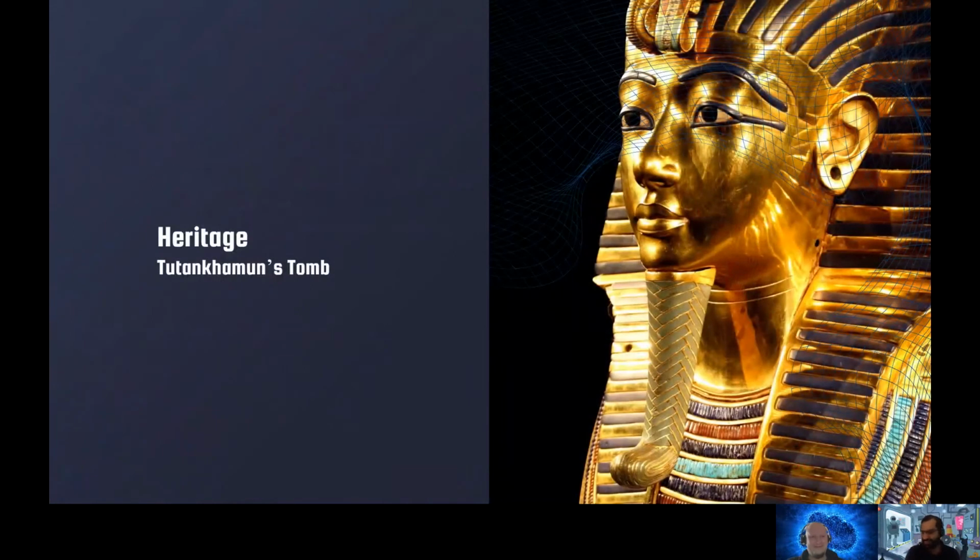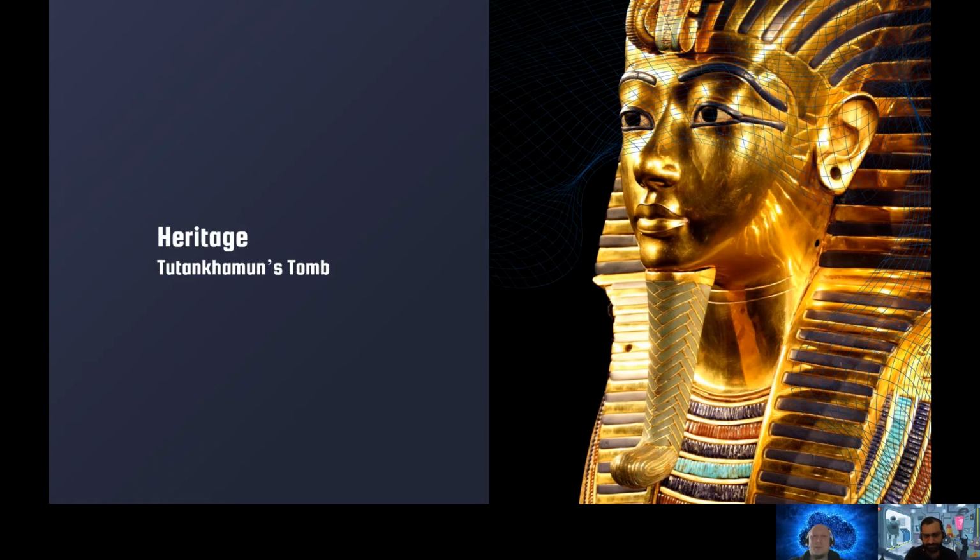And then we had another case where you were talking about Tutankhamun's tomb. So the Valley of the Kings in Egypt is probably one of the world's most important archaeological sites. It's been on the UNESCO World Heritage Site list since 1979. The valley is home to 765 rock-cut tombs, including the famous tomb of Tutankhamun.